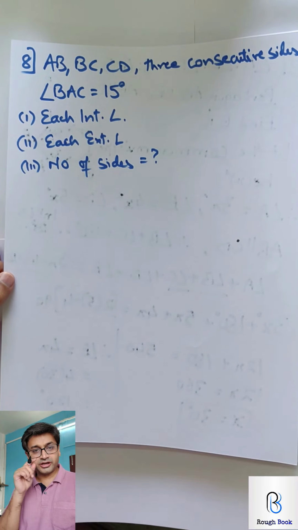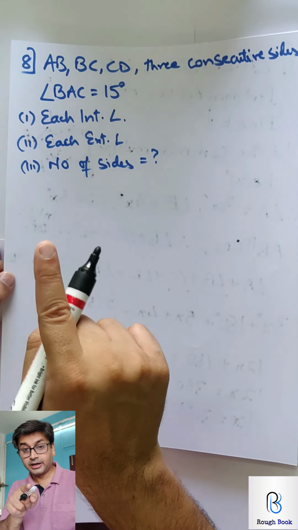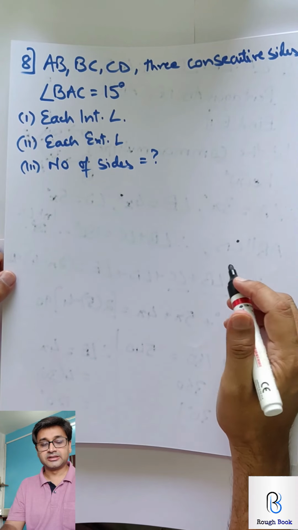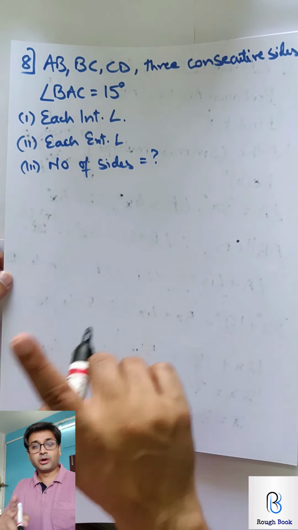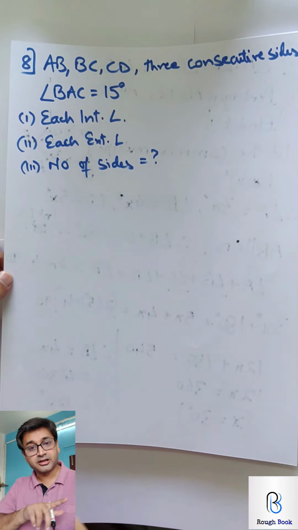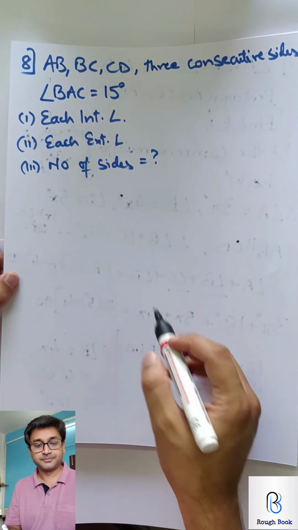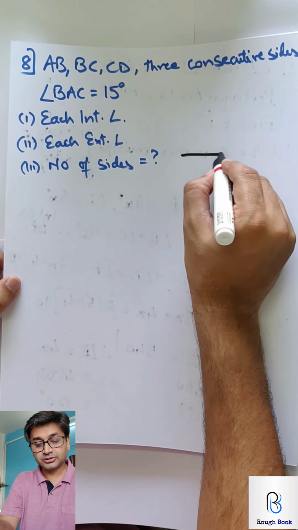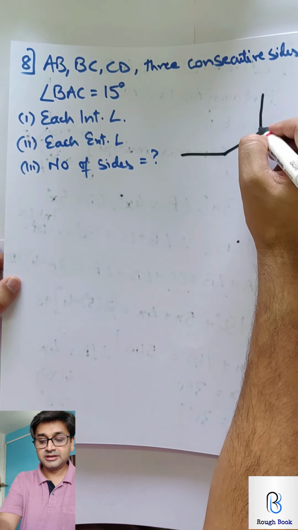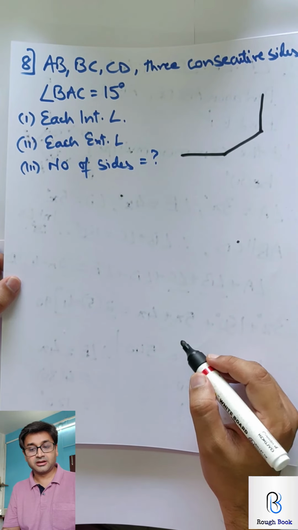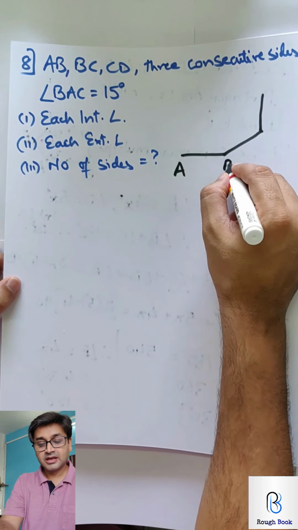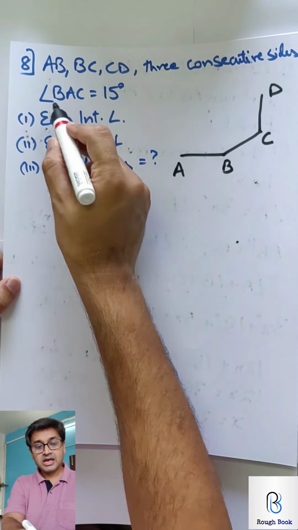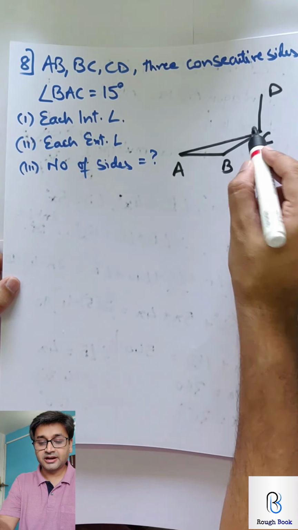Sum number 8. If you are able to do this sum without my help right now, pausing the video, I genuinely applaud you. Let's see who gets it, because the diagram is most tricky. So once you get the diagram, come back, check your diagram, then go ahead. Otherwise you will mess up the sum. AB, BC, CD, 3 consecutive sides of a polygon. We do not know how many sides there are in total. So we are just drawing 3 sides, AB, BC and CD. 3 consecutive sides. Angle BAC. BAC is right over here.